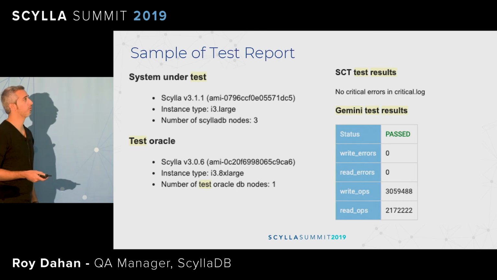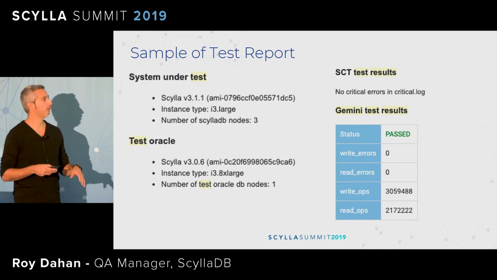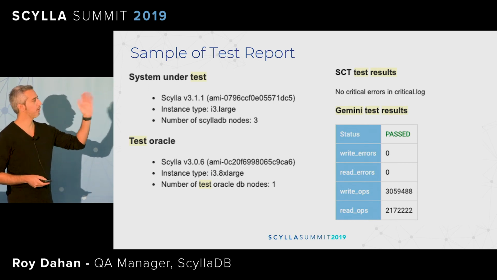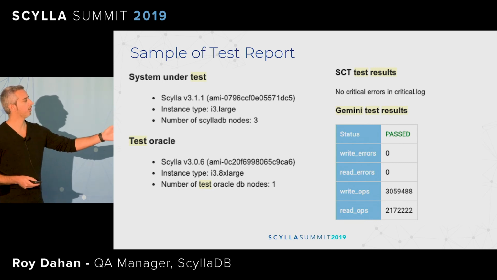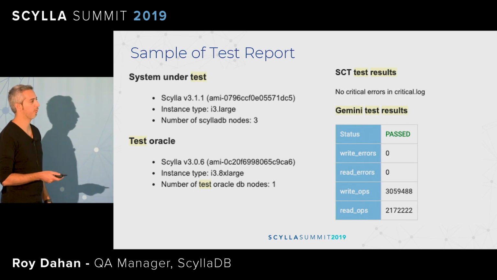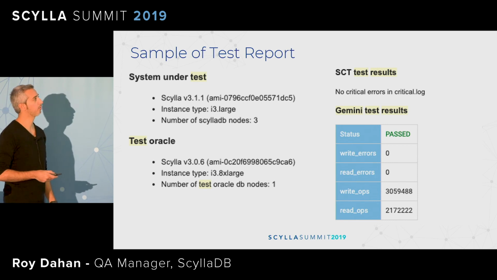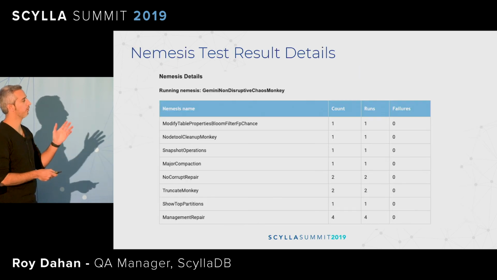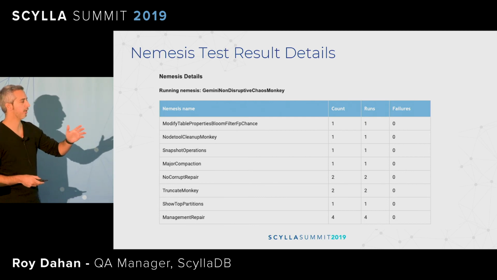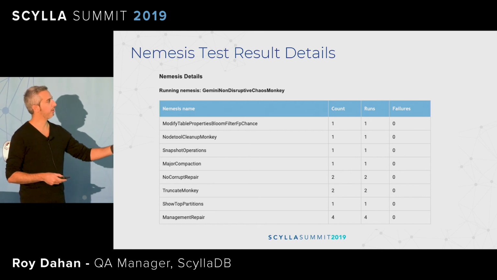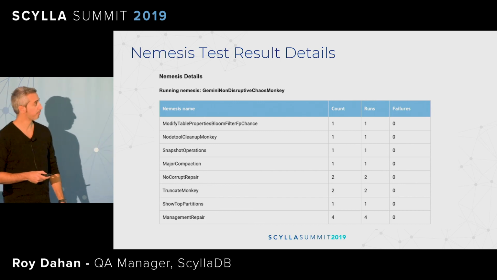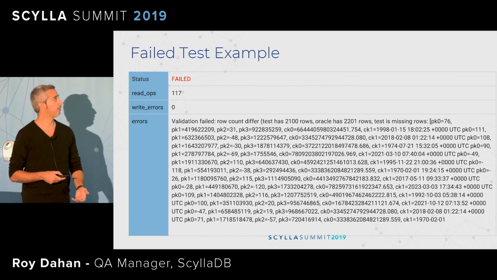Here are a few samples of the test reports. Here is a test report that passed. We can see the details of the system under test, the version, the types that were used, and the test Oracle that it was compared to. And we can see the test results, how many write operations and read operations happened during the test. On the bottom of the report, we also have the list of the Nemesis that happened during the test. In this case, it was a non-disruptive test with all these Nemesis running, and none of them failed during the test.